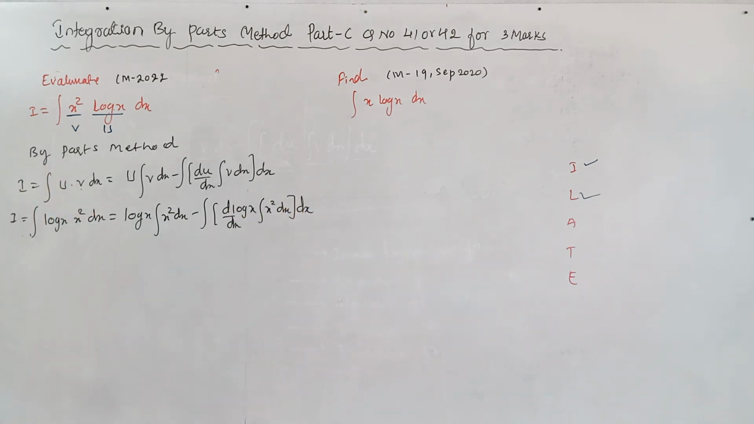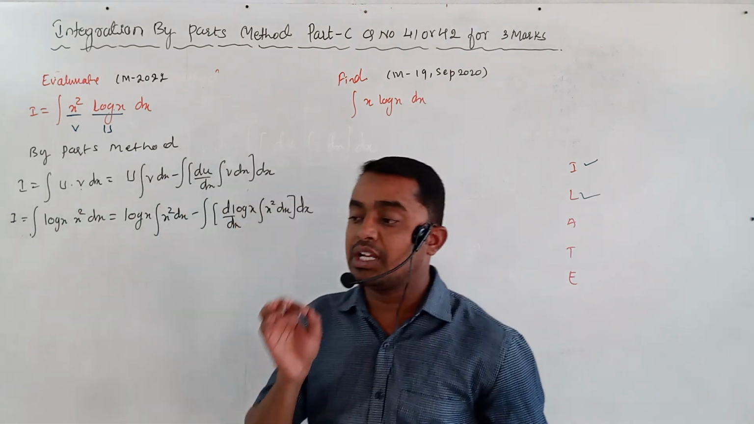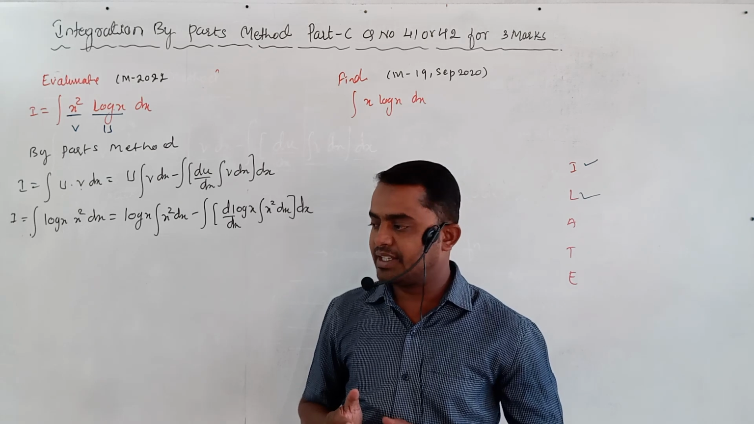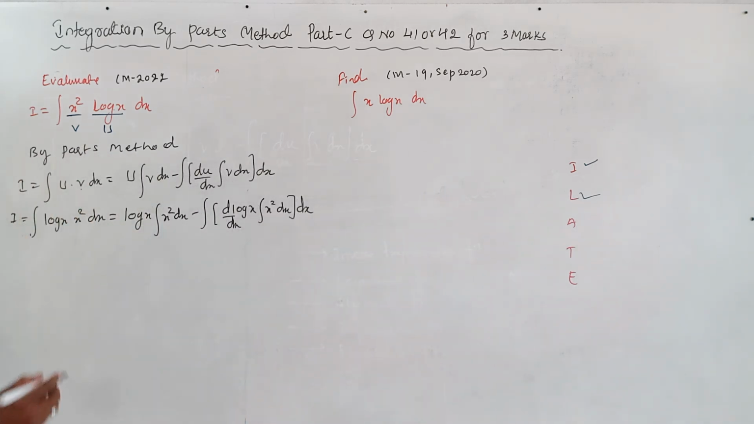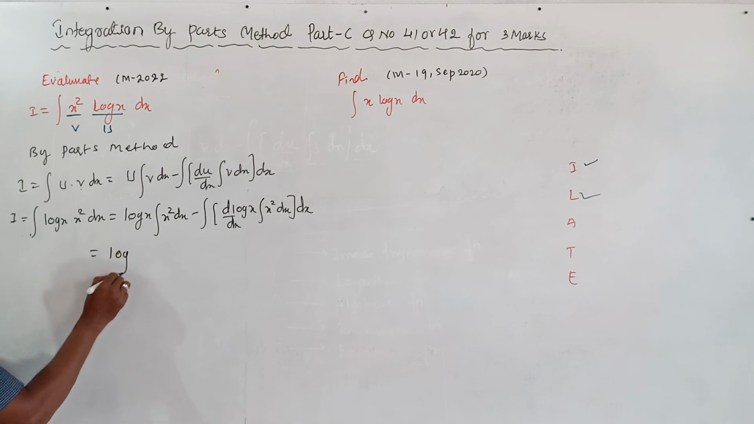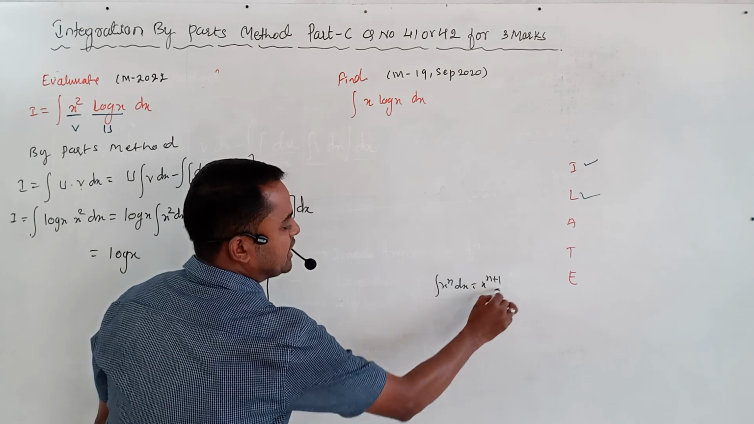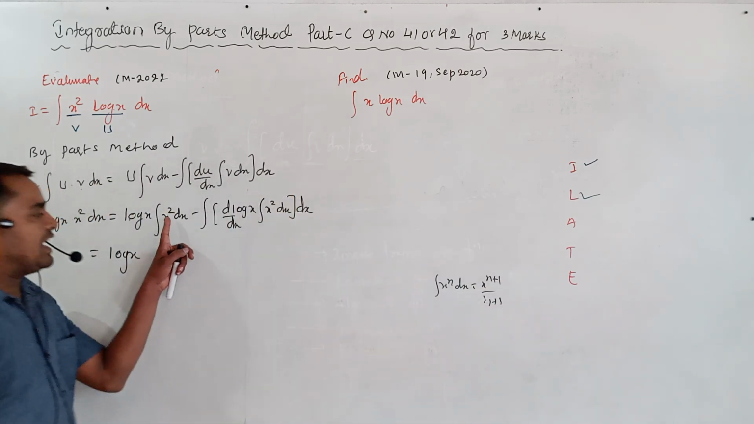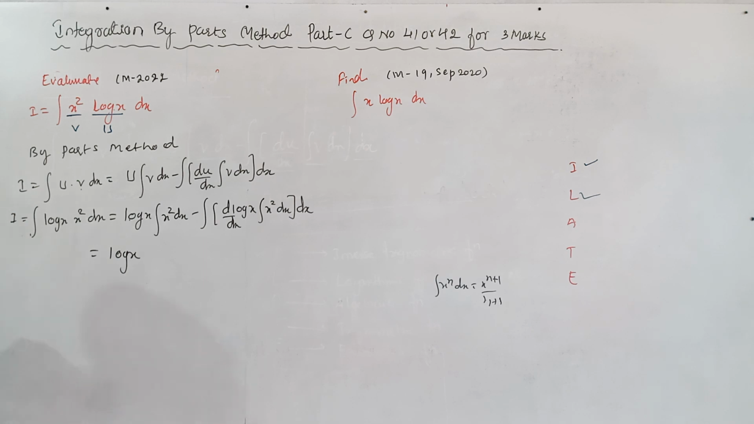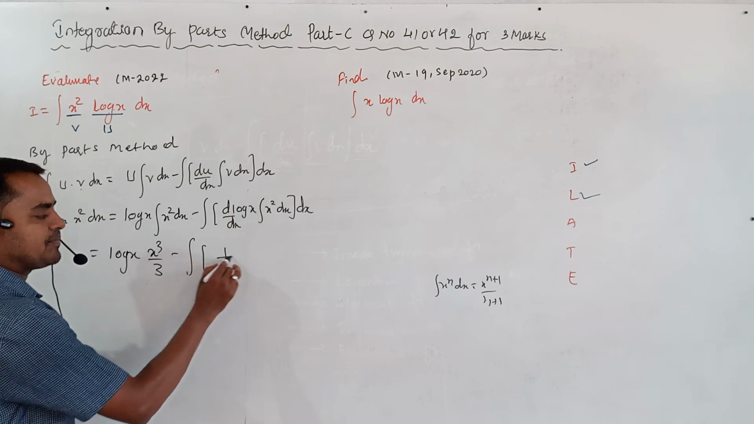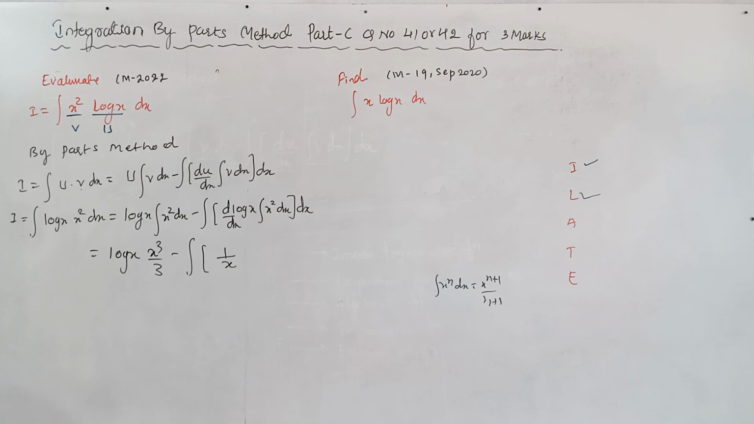So after writing the given integral according to the by parts method, first we have to write the by parts method and write the things according to the rule, that is u and v. Now this is log x as it is, and integration of x square. Integration of x square is nothing but we know the formula: integration of x raised to n dx is x raised to n plus 1 divided by n plus 1. Here what is the value of n? 2. X raised to 2 plus 1 divided by 2 plus 1, which is 3, so x cube divided by 3, minus integration of the derivative of log x, which is 1 by x.